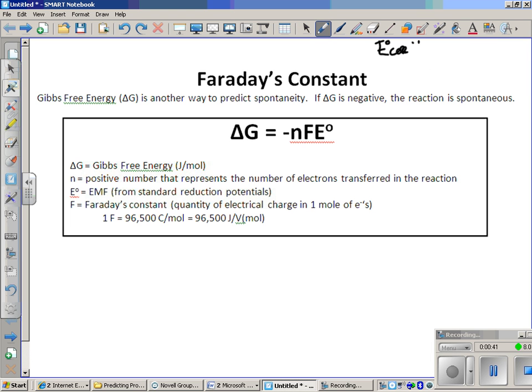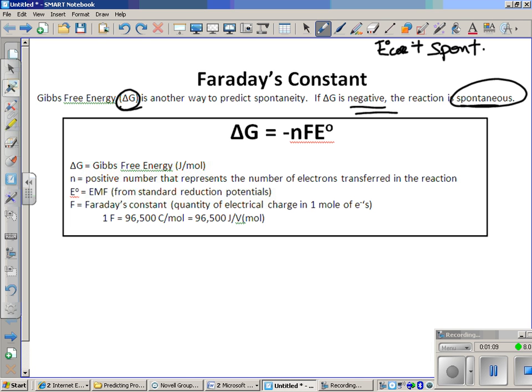So first of all, let's remember what we said in yesterday's lesson: if your E cell is positive, then your reaction is spontaneous. Well, we also learned back in thermodynamics, if your delta G is negative, then the reaction is spontaneous. So a negative delta G and a positive E cell both mean spontaneous. That's going to be helpful, because as you can see, this equation allows you to use the E cell to calculate delta G, or the delta G to calculate the E cell. Both of them work.